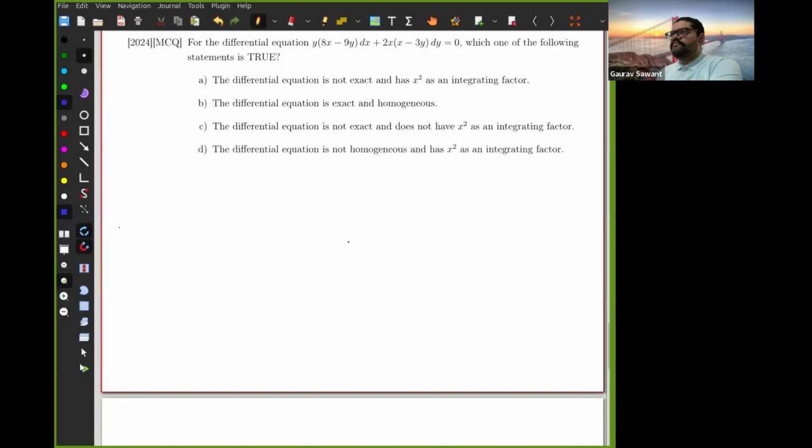Okay. So let's write this in the form M dx plus N dy equal to 0. So my M(x,y) is equal to, I will just open it up, 8xy minus 9y square, and N(x,y) is equal to 2x square minus 6xy. Since M is associated with dx and N is associated with dy, we just check for cross derivatives.